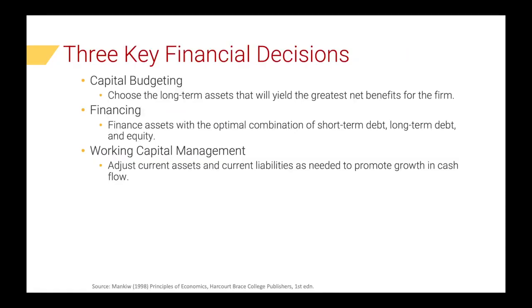Three key financial decisions. First, capital budgeting. Choose the long-term asset that will yield the greatest net benefits for the firm. Second is financing. Finance assets with the optimal combination of short-term debt, long-term debt, and equity. And third, working capital management. Here we will adjust current assets and current liabilities as needed to promote growth and cash flow.